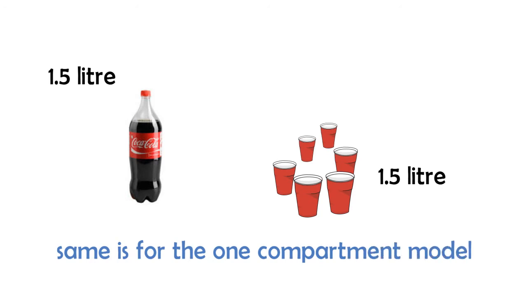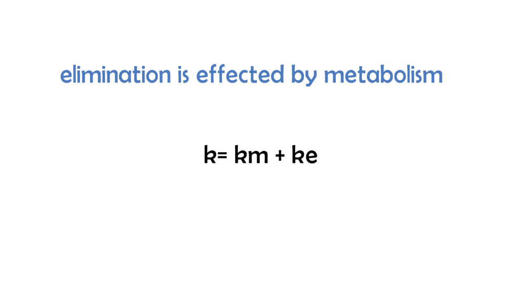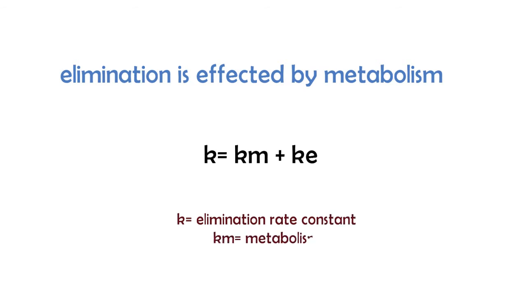And let's get to the units. The unit that the elimination constant has is time, right? It's going to be measured in time. Now over here, it states that the elimination is affected by metabolism. So we give it an equation: the elimination rate constant is equal to the metabolism and the excretion. Obviously, the time it takes to get out and the time it takes to metabolize, we can term that as the elimination rate constant.